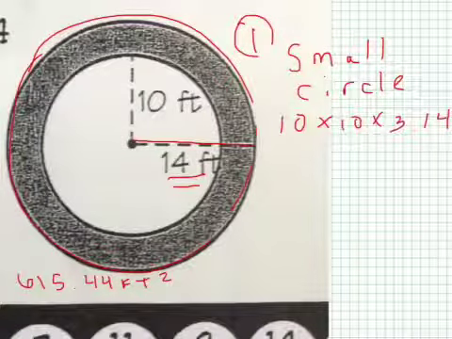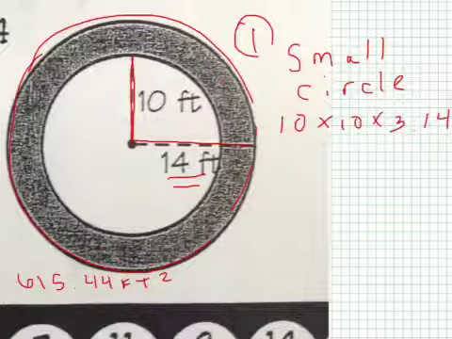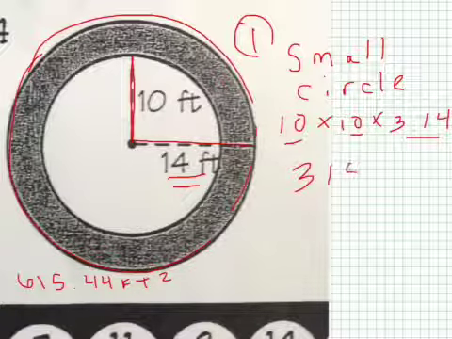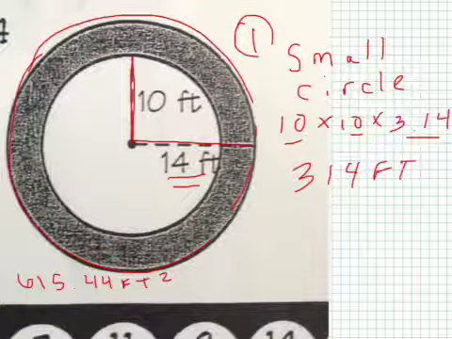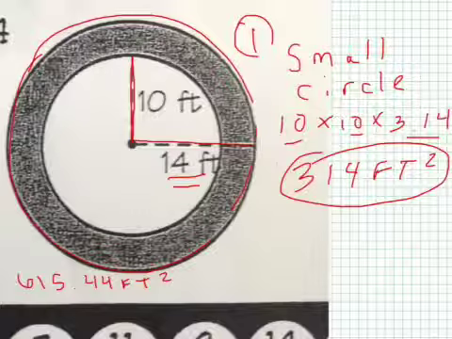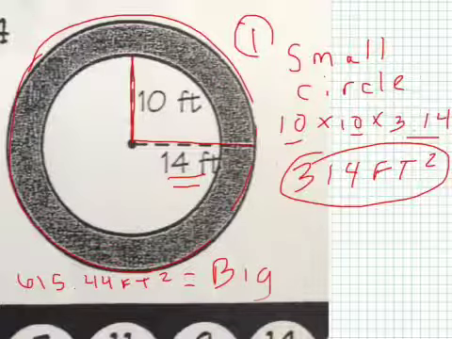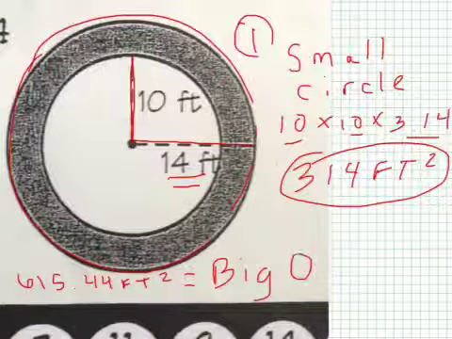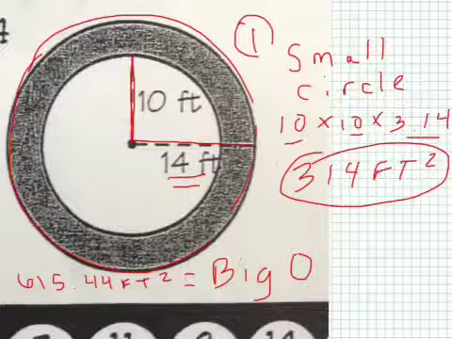Okay, so here we are, we're back, and we are getting the area of the smaller circle, and you should have come up with 10 feet, this radius, 10 times 10 times 3.14, which hopefully gave you 314 feet squared. Alright, that's the second bit of information we needed. So I'm going to bring that over to the side here. Alright, this first one right here is the big circle, and then this 314 is the small circle.